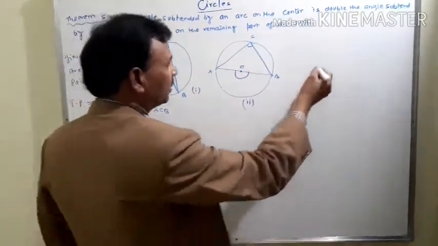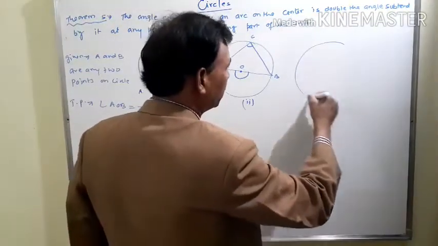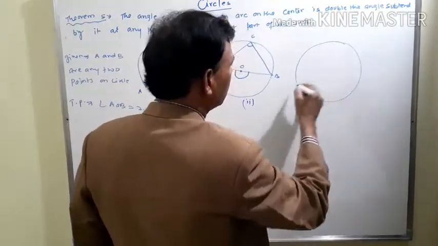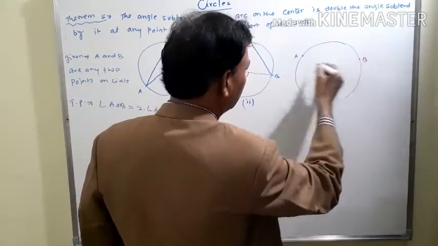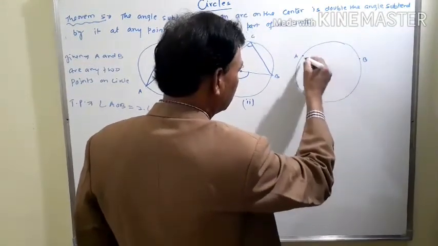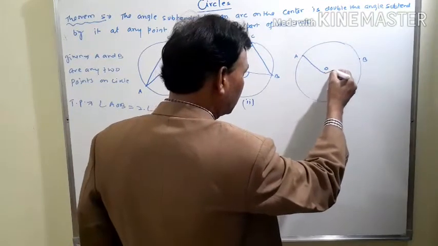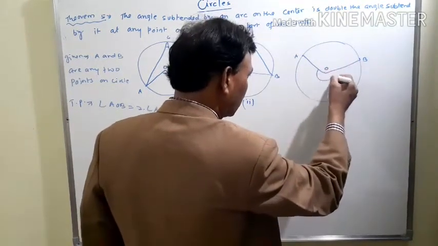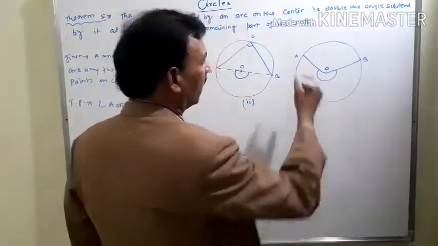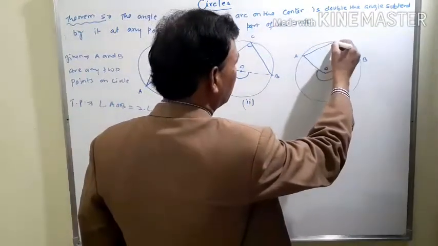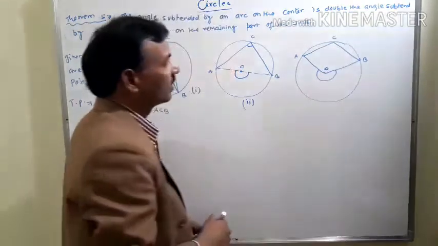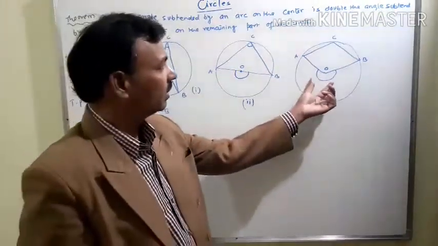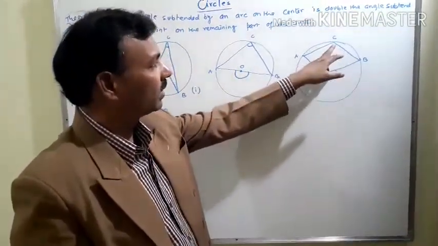And in the third situation, suppose point A is here and point B is here, and this is the center. Then the center angle will be this, that means the reflex angle, and the other angle will be this angle C. So this angle will be equal to twice of this angle.